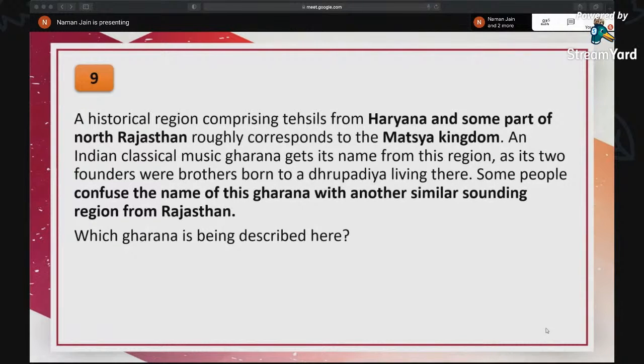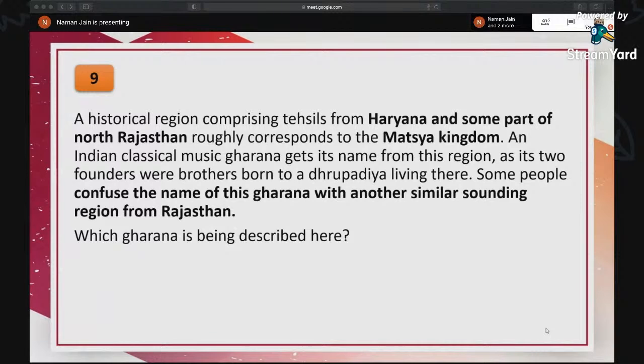So I think most of us know only 2 to 3 famous regions from Rajasthan, and there is this Indian musical gharana which shares its name with this Rajasthan region. Not share, but it sounds similar. There is a difference of only one letter, which leads people to confuse the name of this gharana with this region from Rajasthan. But it is actually part of Haryana and North Rajasthan.